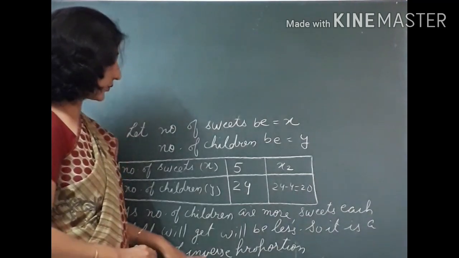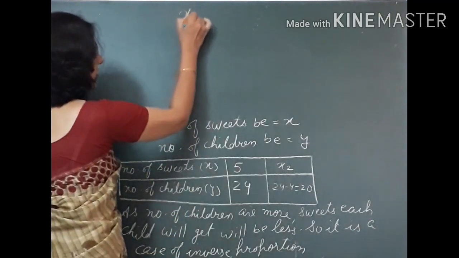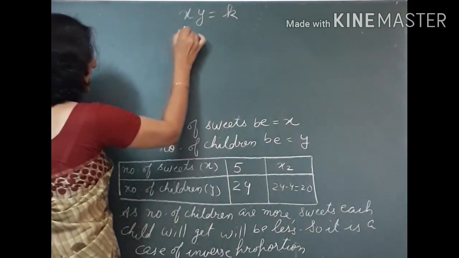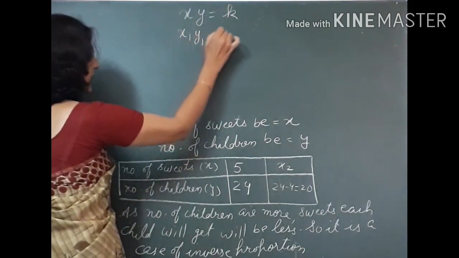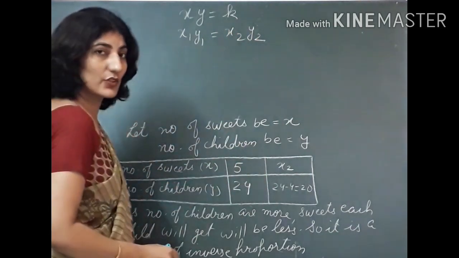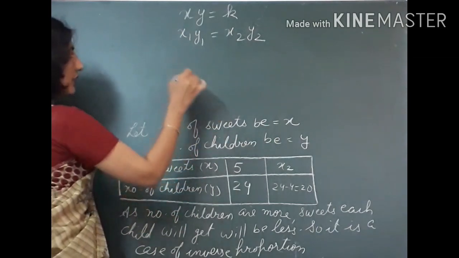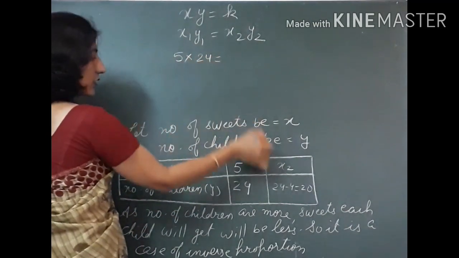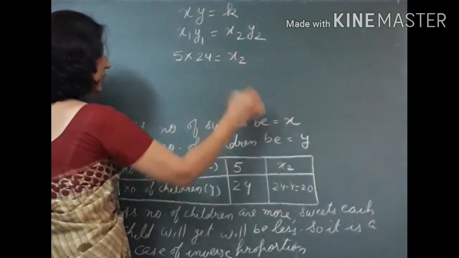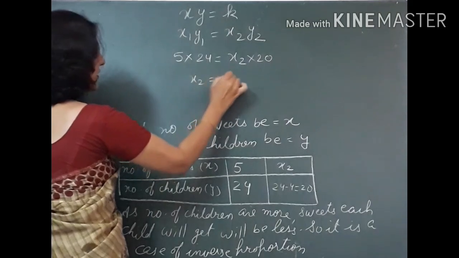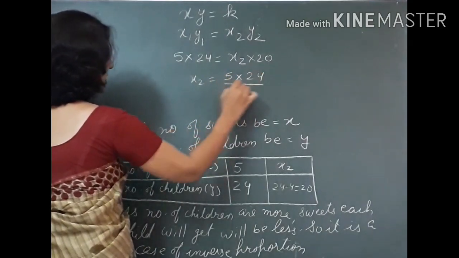It is a case of inverse proportion, which means the relation we will write is xy equals k, a constant. So in place of xy, I will write x1 y1 equals x2 y2. From this table, I will put in the values. x1 is 5, y1 is 24, x2 we have to find, and y2 is 20. So to find x2, 5 into 24 divided by 20.